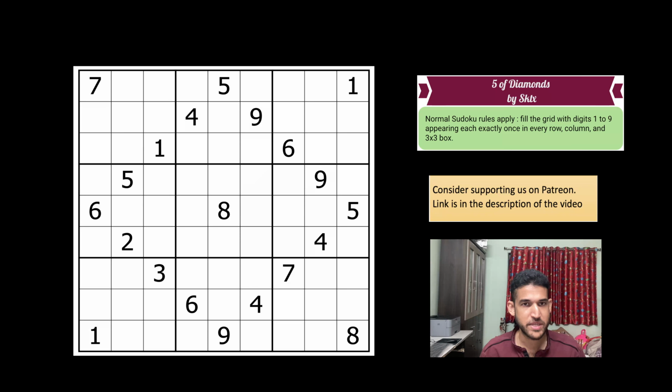Standard rules apply, which means each row, each column and 3x3 box in the grid has digits 1 to 9 without any repetitions.